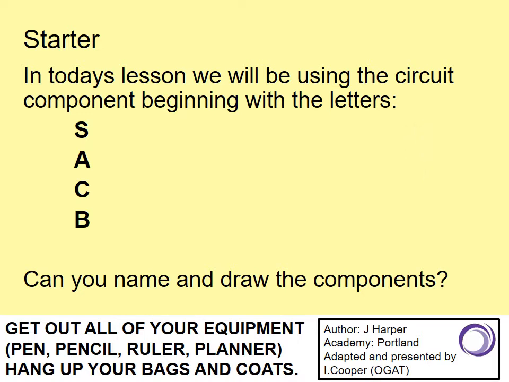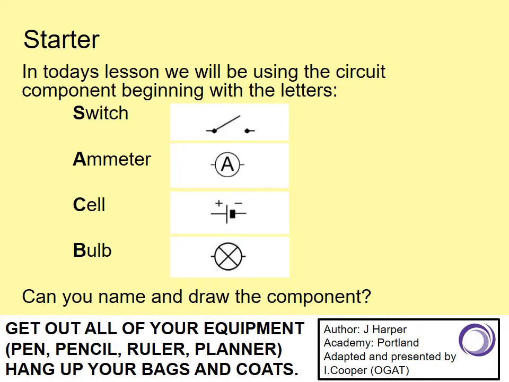Excellent, and stop there and let's go through some of the answers. Okay, so the first one is a switch, and the diagram's there, but a switch disconnects or connects the circuit. The second one, A, is ammeter, and an ammeter measures the current within a circuit. Third one is cell, and cell provides the power to the circuit. And then the final one is a bulb, and a bulb converts electrical energy into light and heat.